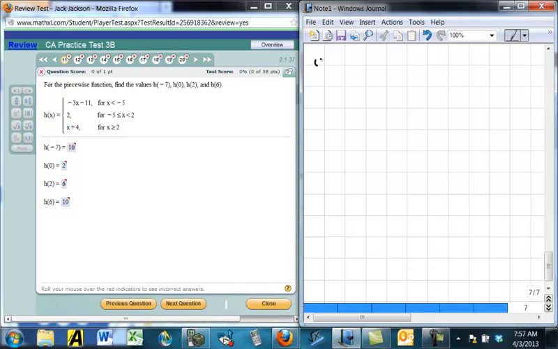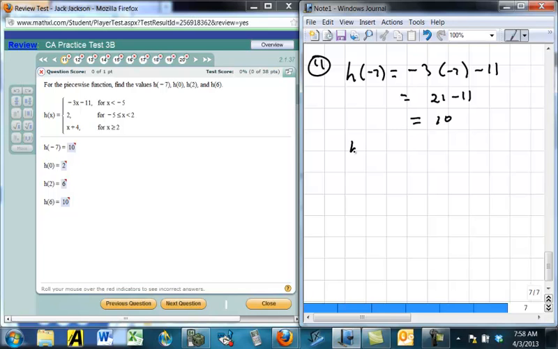Okay, we got a piecewise defined function. Now, if we want to evaluate these things, it depends on which part of it the problem is. So h of negative 7, well, which of these parts is it? Well, negative 7 is the part that is less than negative 5, so we use the formula negative 3 times x minus 11 and plug in negative 7 there. So it's positive 21 minus 11 is 10.